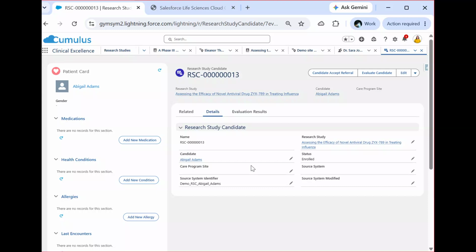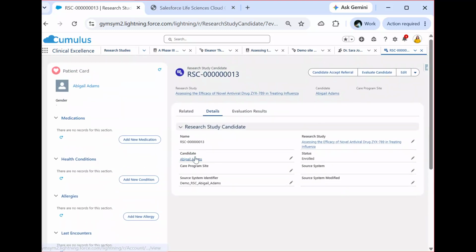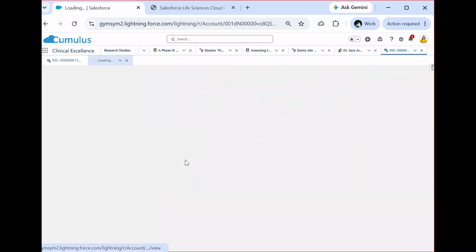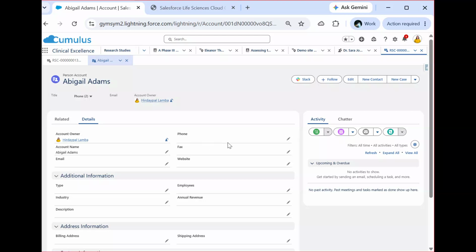This is the research study candidate. The candidate, Abigail, is associated with a research study. On the left-hand side on the patient card, you can see the medication, health conditions, any allergies, any last encounters, immunization, medical procedure, everything is listed for this particular candidate. And this candidate, Abigail, if I open that, is an account. So over here at the account, we can have information about phone, address, demographic information.